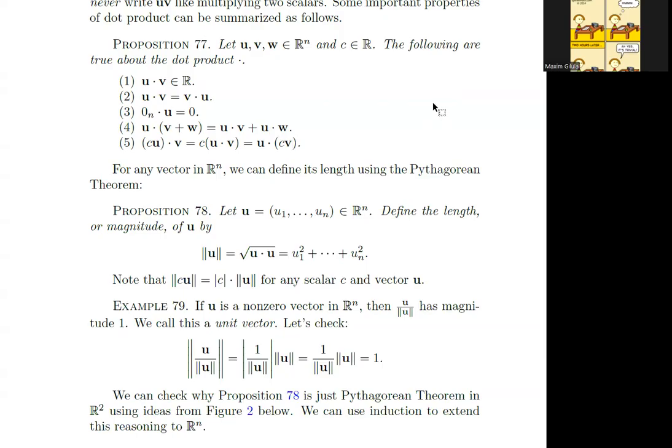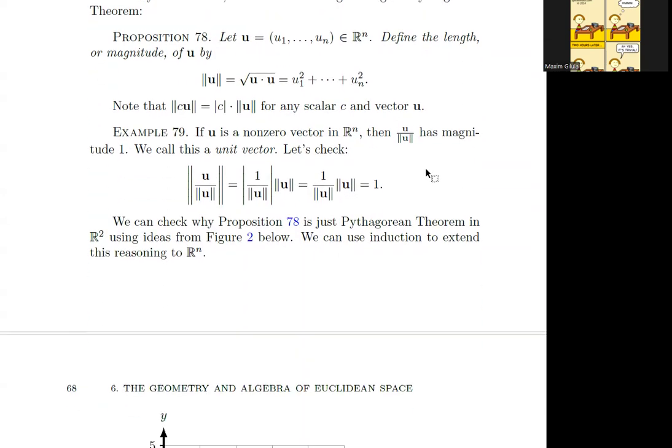And we could define the length using Pythagorean theorem, and we'll see how length and dot product are related. So the length or magnitude is just the square root of u dot itself, which should have a square root here. Sorry, that's a typo. So it's square root of u1 squared plus through un squared. And you can use this definition to see that the magnitude of Cu is absolute value C times U. That's not a dot product. That's a multiplication of real numbers.